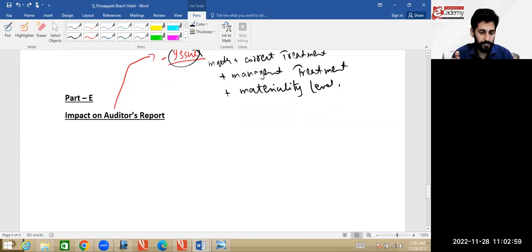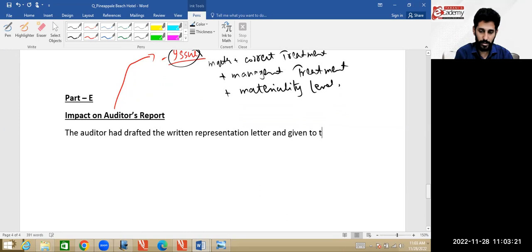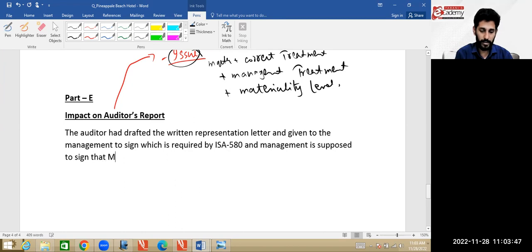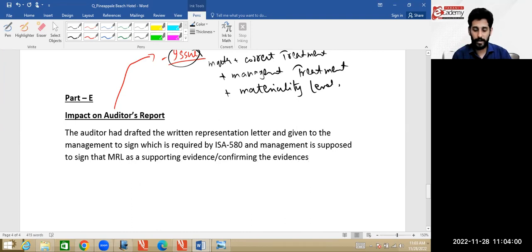The point to be noted is that this is the matter: the auditor had drafted the written representation letter and given it to the management to sign, which is required by ISA 580. Management is supposed to sign that MRL as supporting evidence, or you can say confirming the evidences, which is the correct treatment.